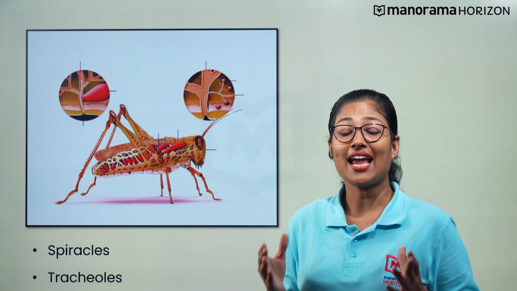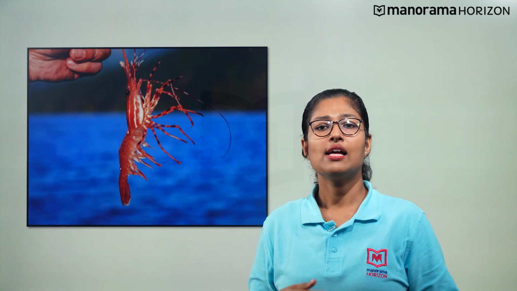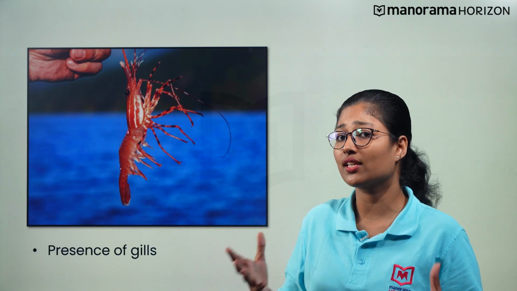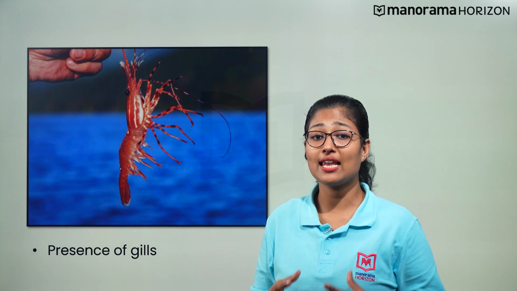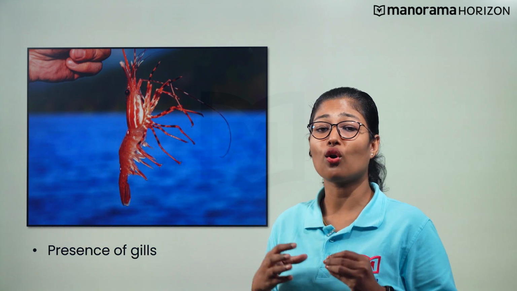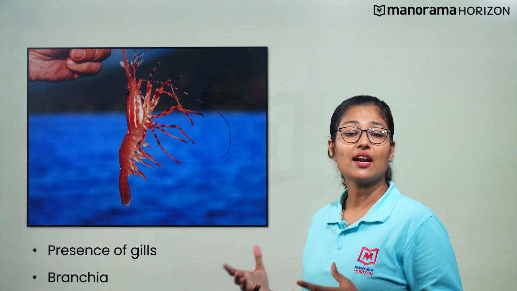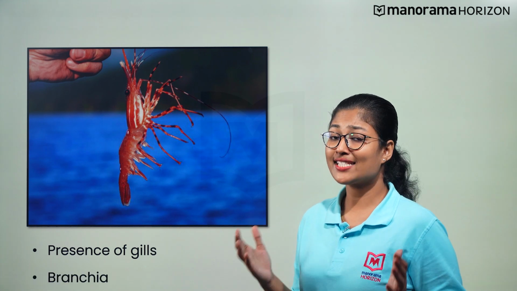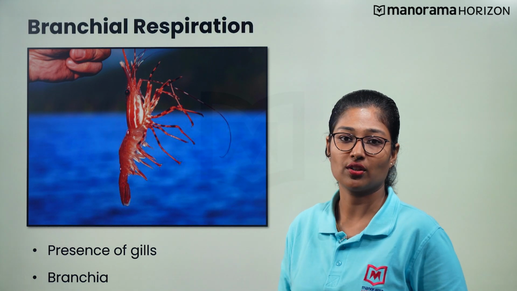Aquatic arthropods and terrestrial arthropods have different modes of respiration. In the case of aquatic arthropods, they have a special organ called gills. So, gills are the respiratory organs that allow the passage of dissolved oxygen and carbon dioxide. Branchia is a term that refers to gills. Hence, this kind of respiration is termed as branchial respiration.